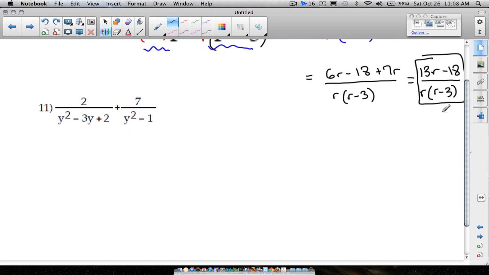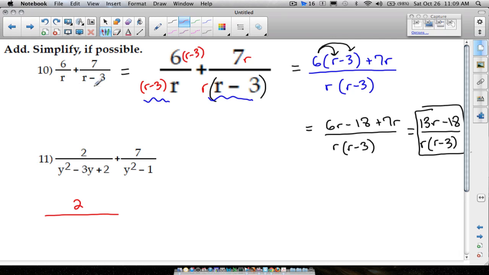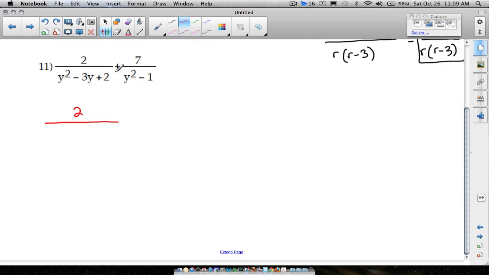Let's get common denominators in this one now. But before I do that, I'm going to go ahead and factor the bottom pieces. You might say, why didn't you factor these? Because there was nothing to factor. However, we can definitely factor these two denominators here. Negative 2 times negative 1 gives you negative 3. Oh, excuse me, negative 2 times negative 1 gives you positive 2. Negative 2 plus negative 1 gives you negative 3. So we have y minus 2, y minus 1.